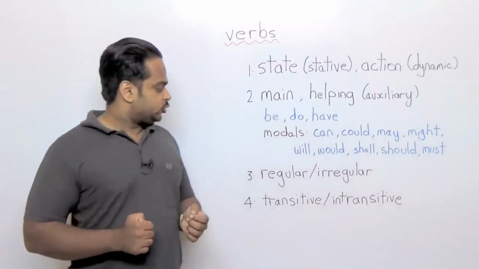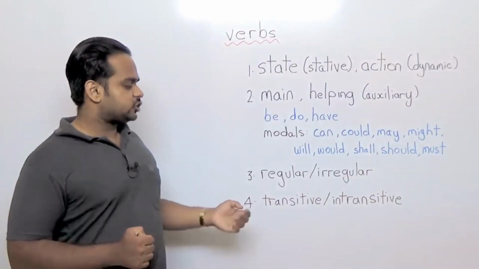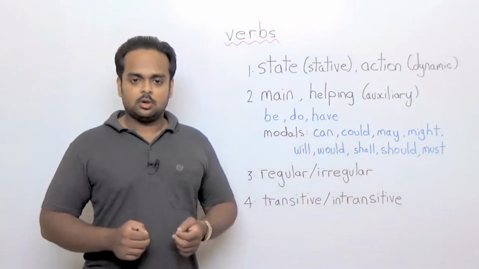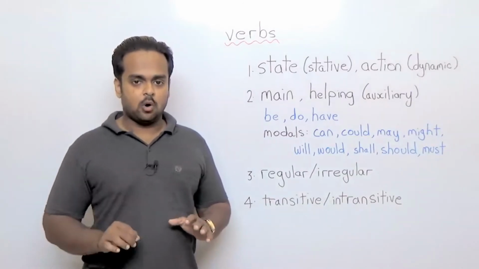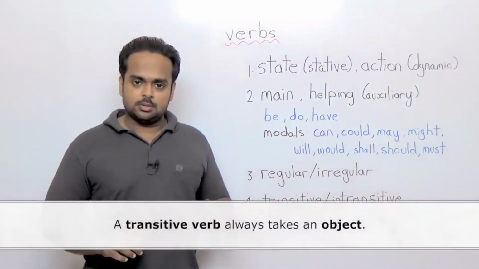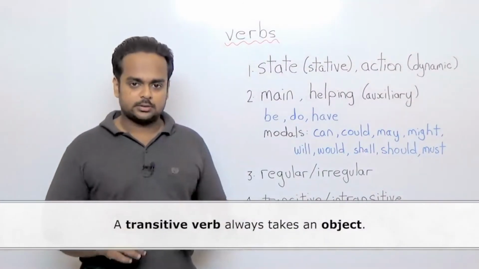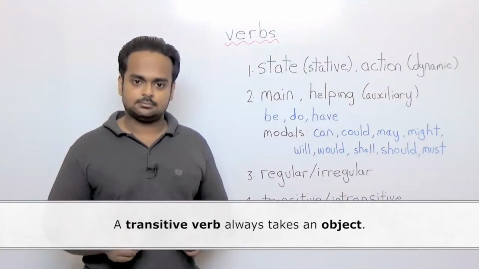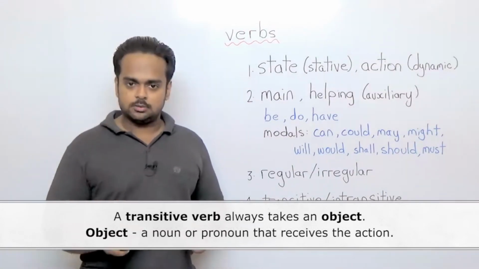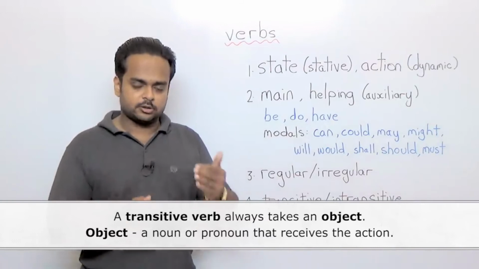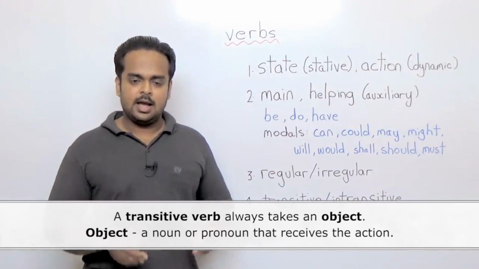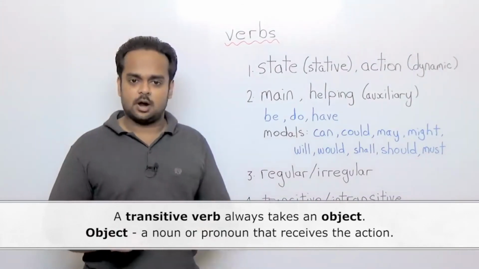Alright, let's now move on to our final type of verb, that is transitive and intransitive verbs. Have you heard of these before? Well, they're actually really easy, but they're also important because a lot of students make mistakes in this area. A transitive verb is just a verb that takes an object. What do I mean by object? Do you know? In grammar, the object of a verb is a noun, that is a person, place, animal, or thing that receives the action of the verb. And a transitive verb always takes an object.